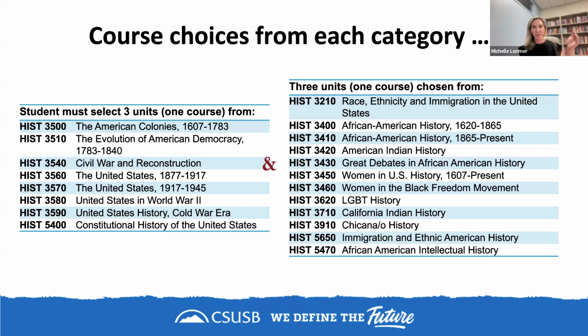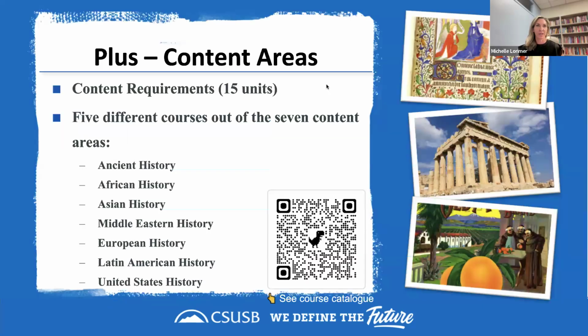So these help students meet the competencies that they need in US history, particularly in like the constitutional development of the United States for the one on the left, and then the one on the right is a diversity requirement. So how can we look at the experiences of different groups of people in US history? So you may have a US history class in the 3500s, but you really need one that also has that diversity requirement for the CSET.